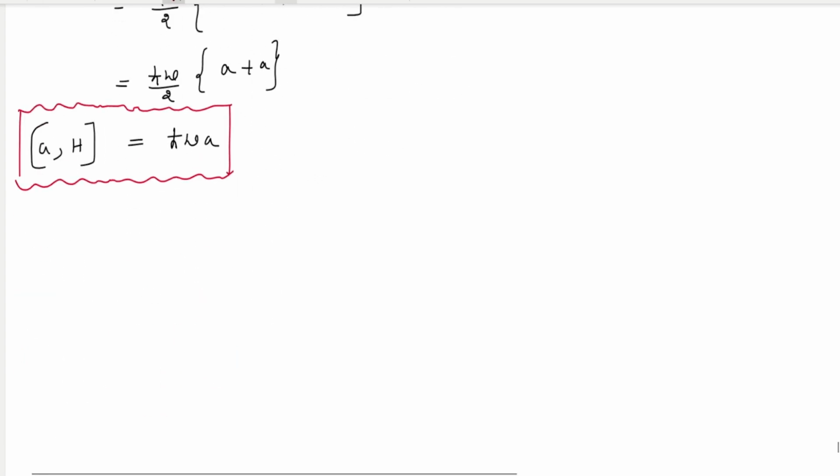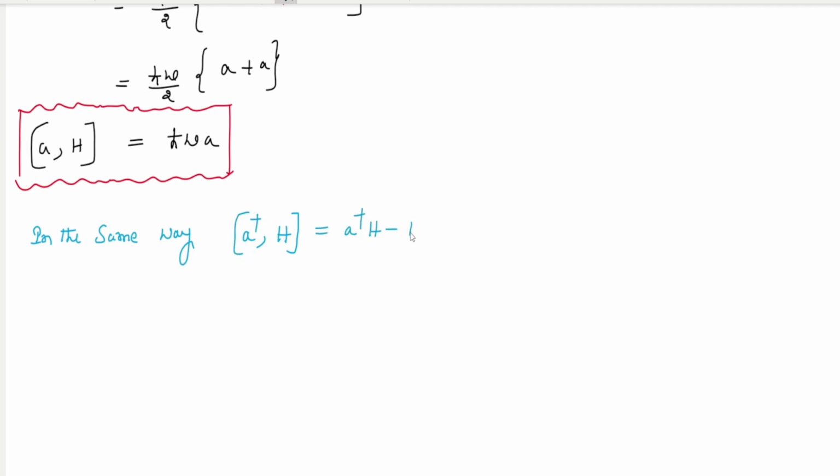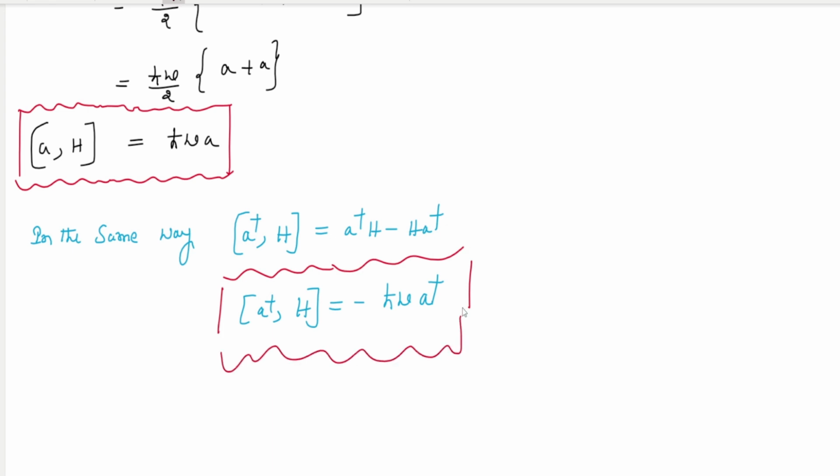Similarly, in the same way, if you do it like this, the commutation relation of A dagger with H, A dagger H minus H A dagger, then you can get the commutator of A dagger and H equal to minus h cross omega A dagger. Remember, minus h cross omega A dagger. This is another important equation.